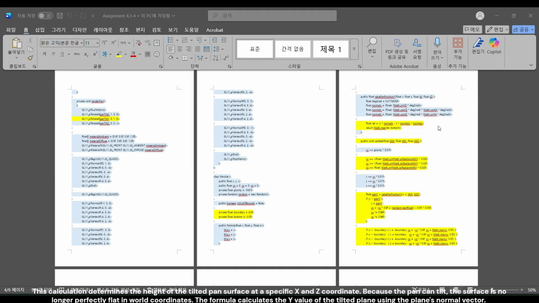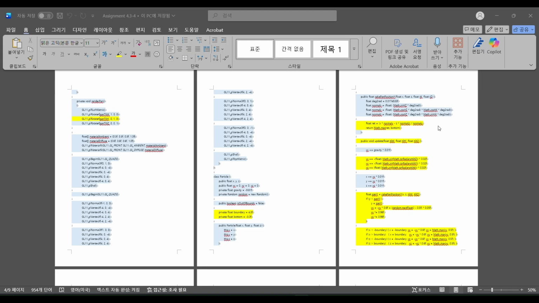This calculation determines the height of the tilted pan surface at the specific x and z coordinates. Because the pan can tilt, the surface is no longer perfectly flat in world coordinates. The formula calculates the y value of the tilted plane using the plane's normal vector. The Math.max function ensures that the computed surface height never goes below the defined bottom limits of the pan.